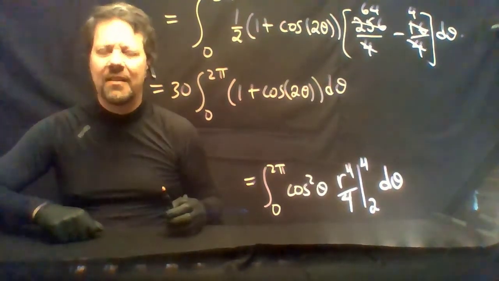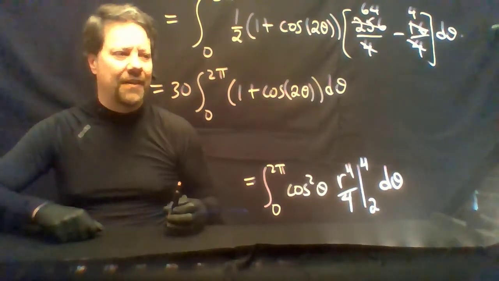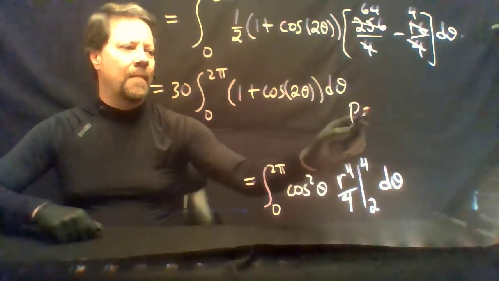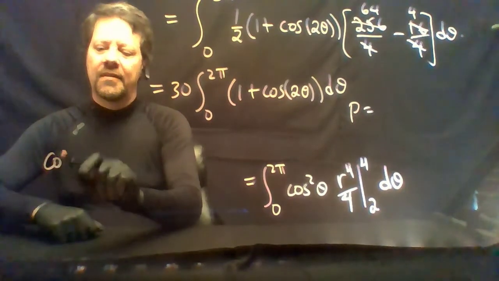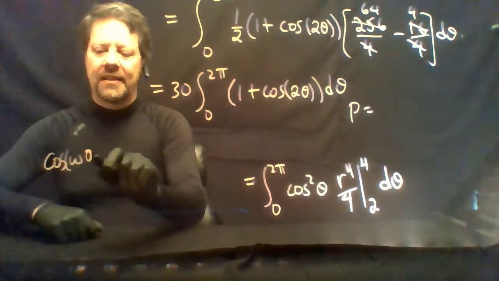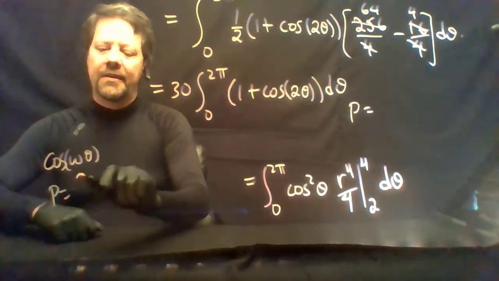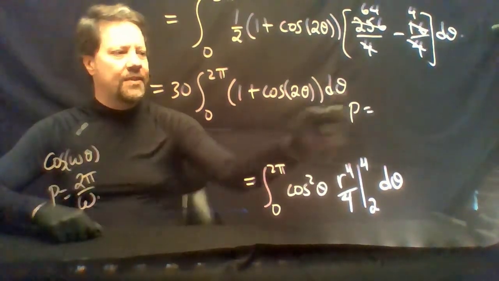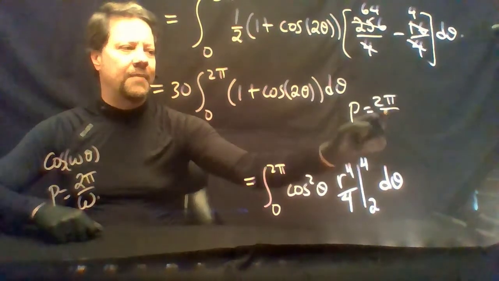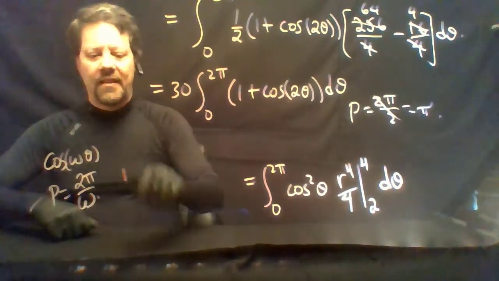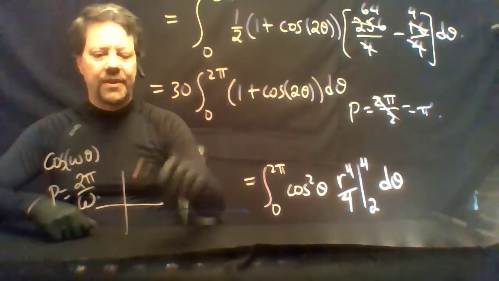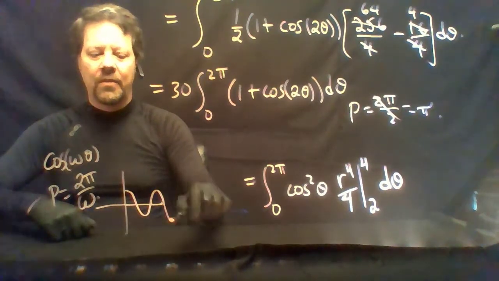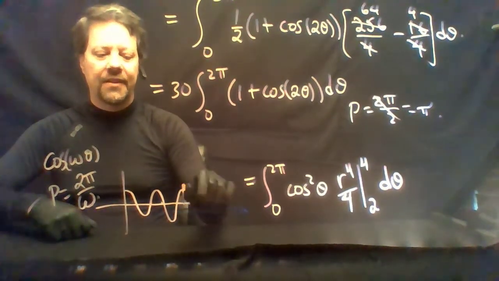Cosine 2 theta, what is the period of that function? If I have cosine omega times theta, the period is 2 pi divided by omega. So in this case, the period is 2 pi divided by 2. That means that between 0 and 2 pi, we're going to complete 2 cycles of the cosine curve.